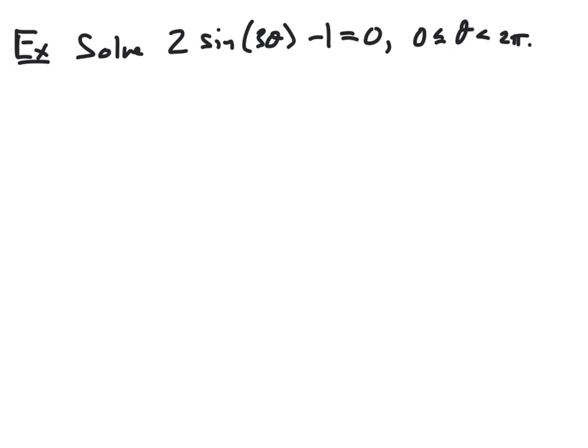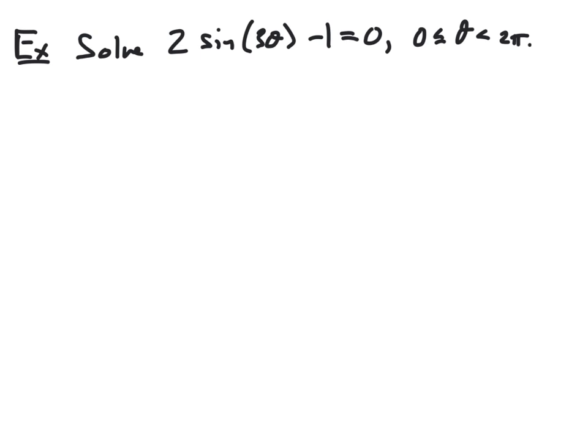In this video, we're going to look at some additional trigonometric equations, in particular, ones that involve multiple angles and the tangent function. In this first example, we're asked to solve 2 times the sine of 3 theta minus 1 equals 0 for angles theta between 0 and 2 pi.